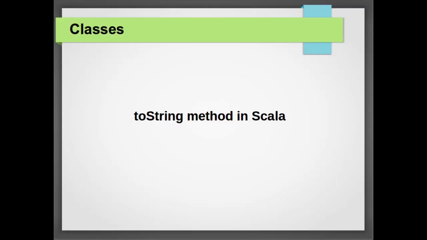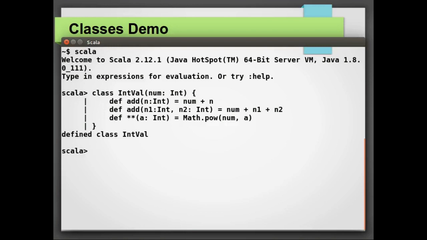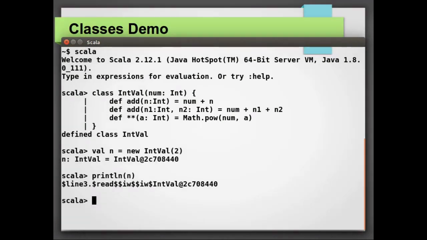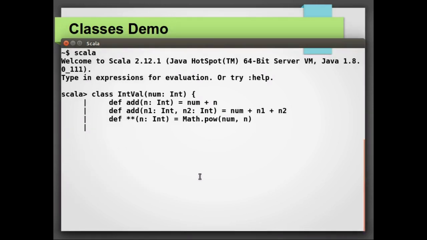Let us quickly move on from val and def to the toString method in Scala. We'll go back to our class IntVal. Let me try to create a new instance of the class IntVal. Let me try to print the instance of this class and it gives me garbage. This is not what I expect. I expect it to print the integer that I have given to the class. Let us look at this in more detail. So when you try to print a class, by default it will print the memory location of that instance. If you want to print some other customized value, then you need to redefine the toString method of that class.